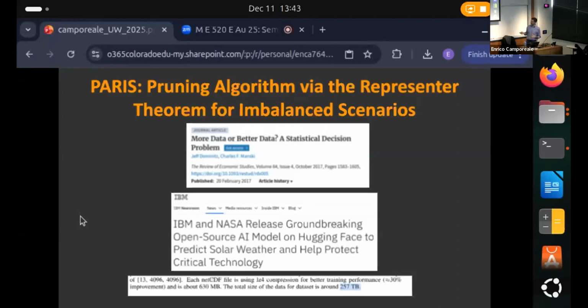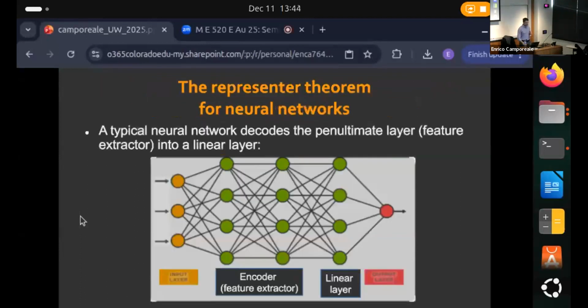What I'm showing here is news that came out a few weeks or a few months ago where IBM and NASA kind of partnered together to make, for the space weather problem or the heliophysics problem, a foundational model based on solar images. This is just to give you an idea how big this is. So they had to train on 257 terabytes of data to come up with this foundational model. My point here being that, again, 99% of the data is quiet time. So it doesn't really help you to predict solar storms.